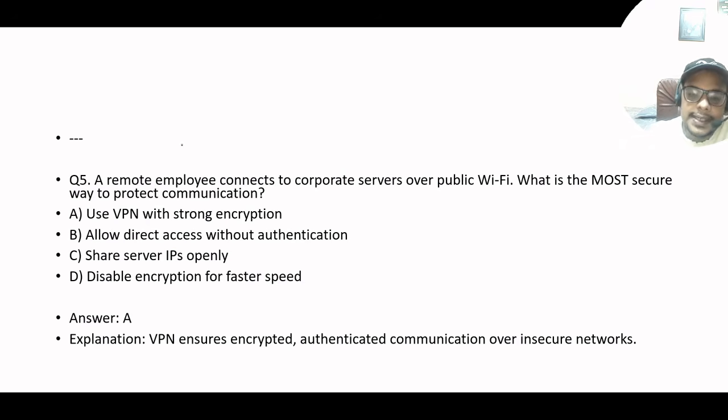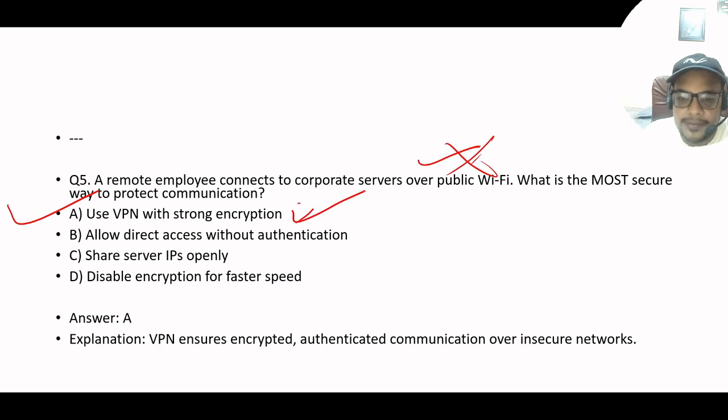Next, a remote employee connects to a corporate server over public Wi-Fi. What is the most secure way to protect communication? This is not secure, public Wi-Fi can be hacked, right? So use VPN with strong encryption. Yes, that is a very good choice. Allow direct access without authentication? No. Share server IP openly? No. Disable encryption? No. So this will be the right option.